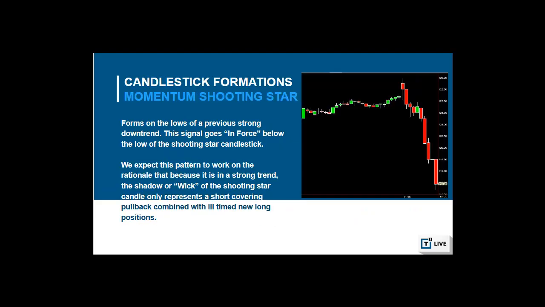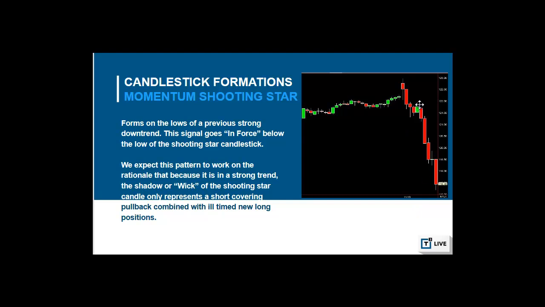The momentum shooting star, the opposite of the momentum hammer, forms in the lows of the previous strong downtrend. The signal goes in force below the low of the shooting star candlestick. We expect this pattern to work on the rationale that because it's in a strong trend to the downside, the shadow or wick of the shooting star candle only represents short covering, pullback combined with new ill-timed long positions. So what does that mean?